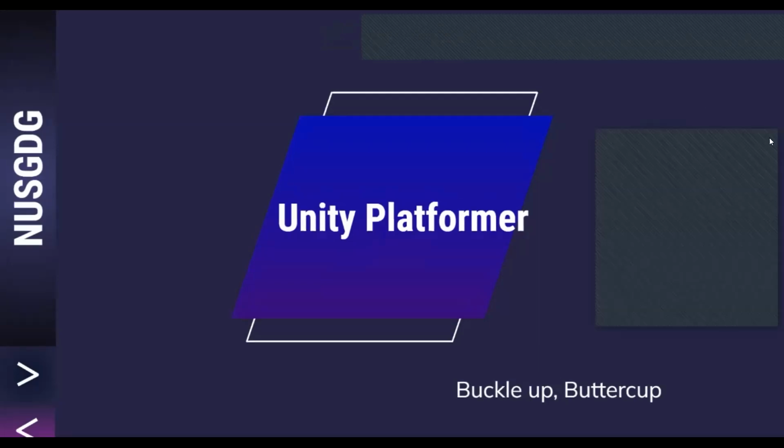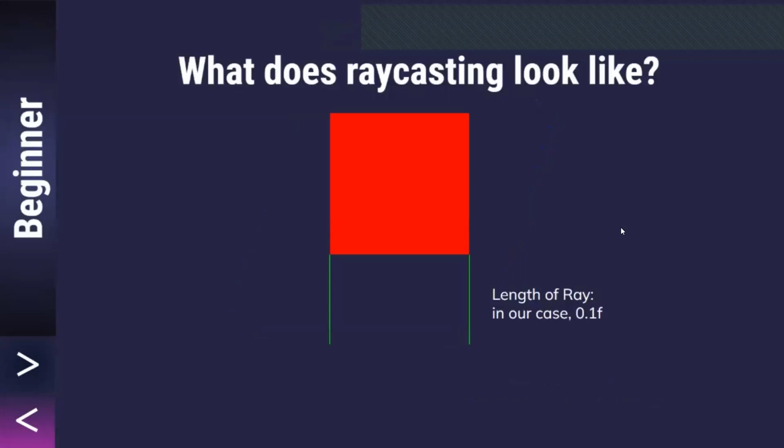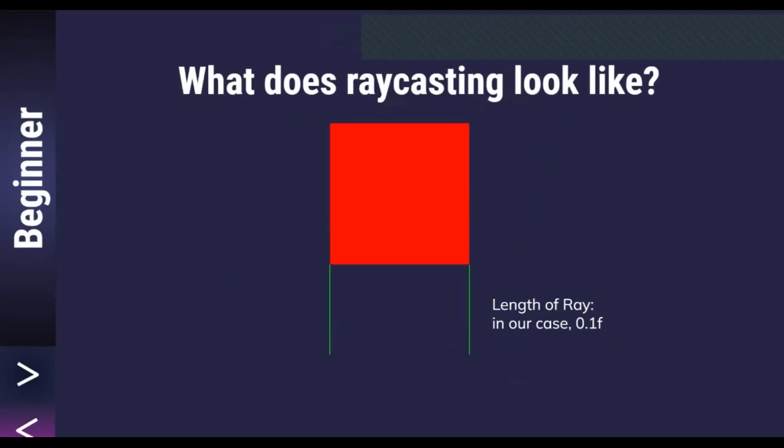Okay. So what does raycasting look like? So the red square in the middle of the screen will represent the player. And these green rays are basically what's happening behind the scenes. So it will basically raycast downwards, and if it hits anything, it will send a signal to us. That's the essence of raycasting. So let's go back to scripting.